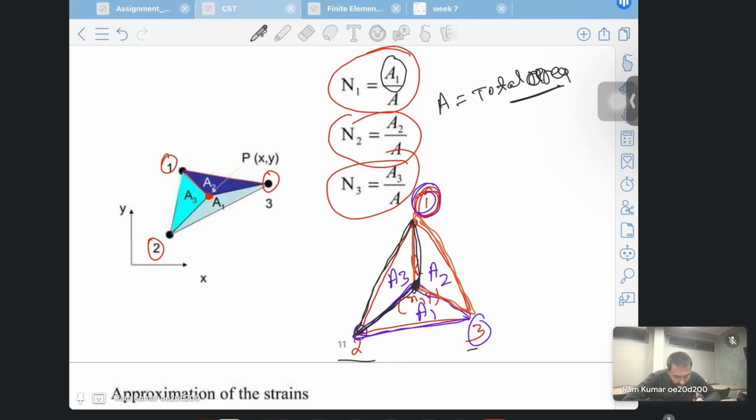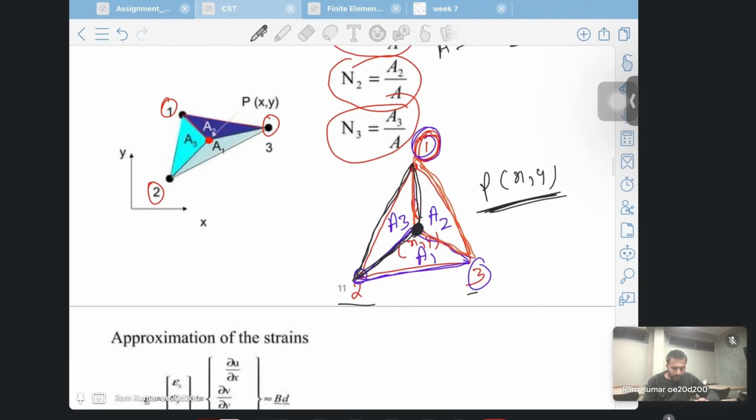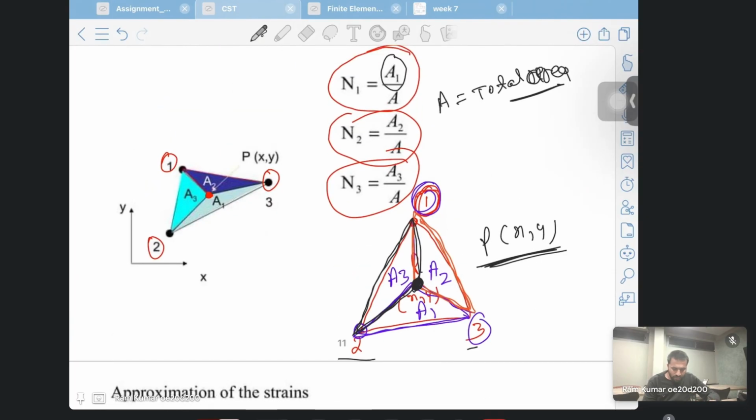See, this point can be anywhere. I think it is not required to be at the center because we are assuming P as x comma y. It can be anywhere, just that we are assuming. Normally we say centroid because it will be easy to find this area, right?